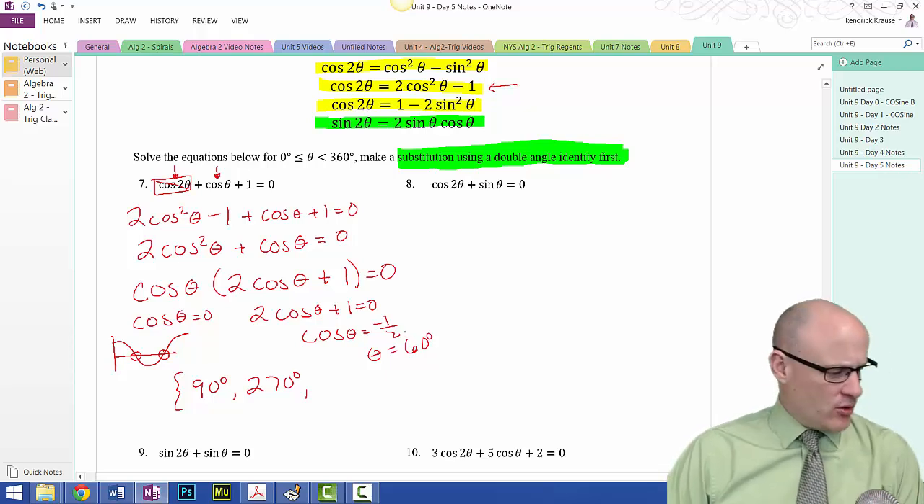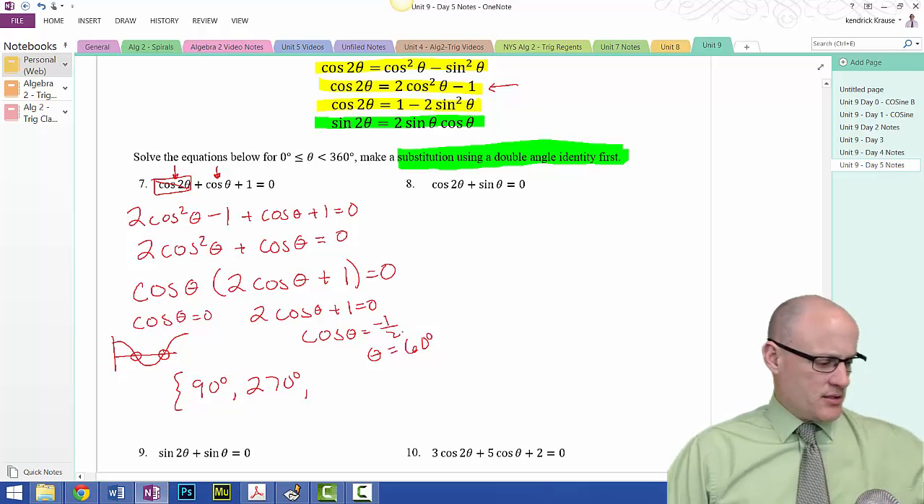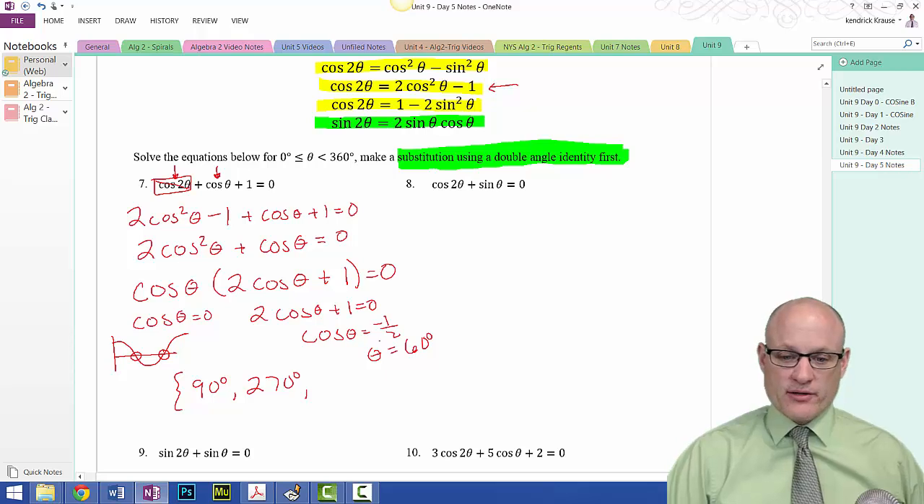Oh my God, it's going to be a late night. I screwed up my answer key again. I got to change my answer key up.